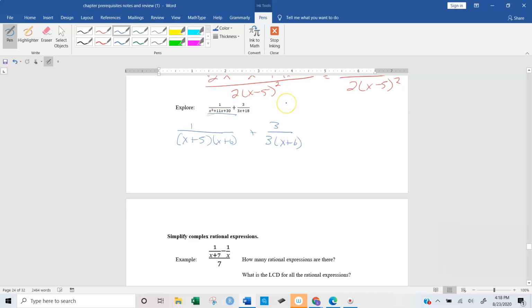All right, now we have to make them look the same. Your first term is missing a 3, so we would do the 3, numerator and denominator. Your second term is missing the x plus 5. So now you have a common denominator, so we write that down once.